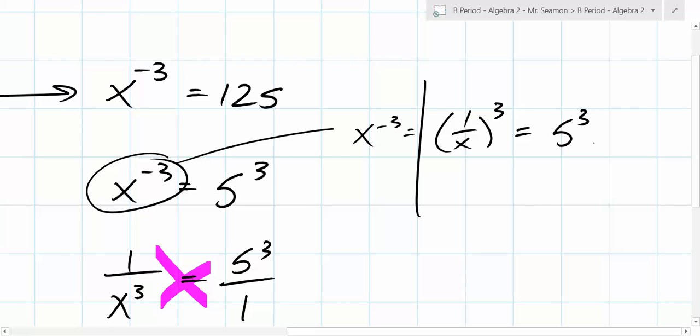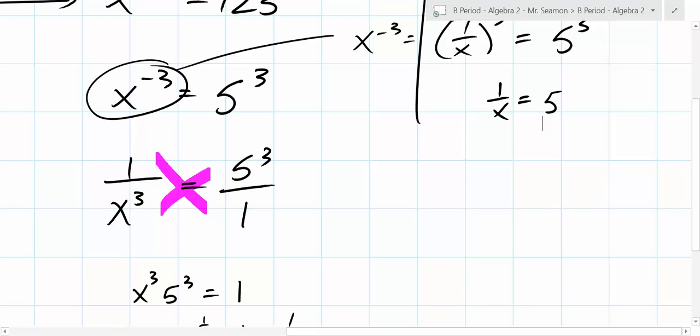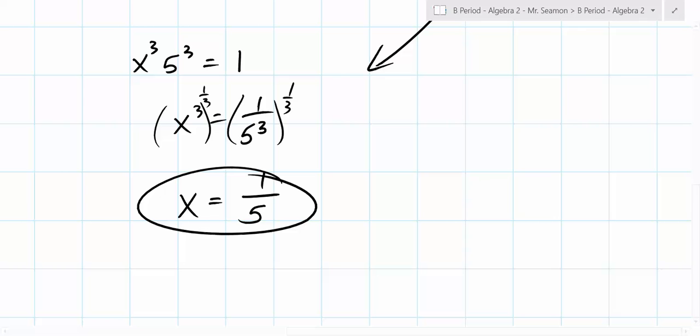Well, if you have two things that have the same power that equal each other, what has to be true? 1 over x has to equal 5. And then can you cross multiply and do you get the same thing? Yeah, it's just another path you can take. There are lots of paths. You have to be very careful though. It's really easy to flip something over the wrong way. Yeah, absolutely.